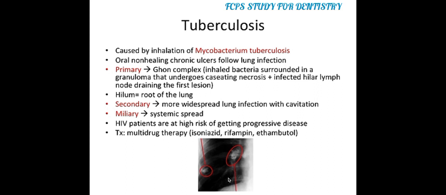Secondary infection just becomes more widespread with some cavitation, and the miliary, like the tertiary infection that we talked about with syphilis, becomes more systemic and a little bit more serious and dangerous. Now, HIV patients are at high risk of getting progressive disease, and treatment of TB involves multi-drug therapy: isoniazid, rifampin, ethambutol, and so on.